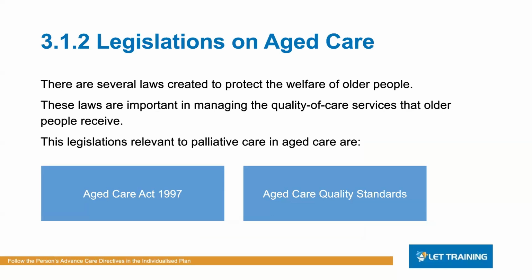There are several laws created to protect the welfare of older people. These laws are important in managing the quality of care services that older people receive. The legislations relevant to palliative care in aged care are the Aged Care Act 1997. This is a framework for governing funding for aged care services. It also states that care providers must meet to get government assistance.